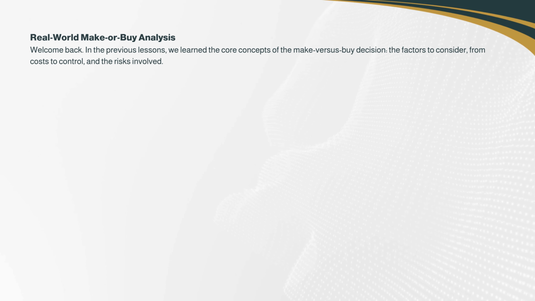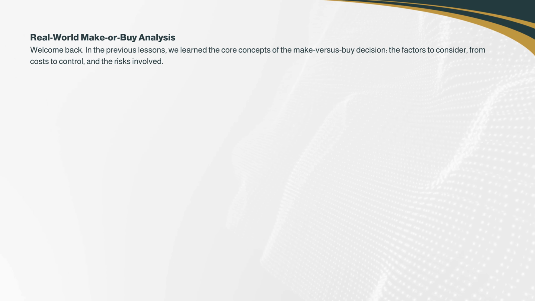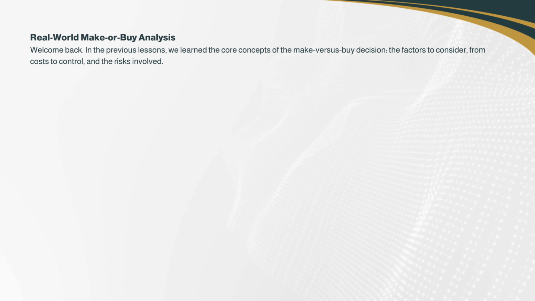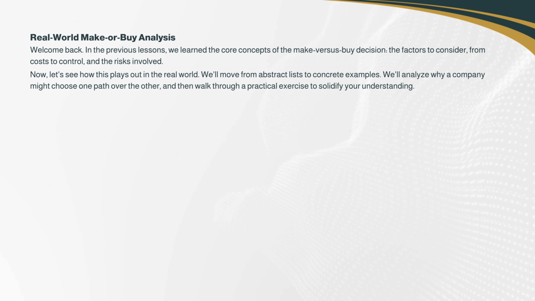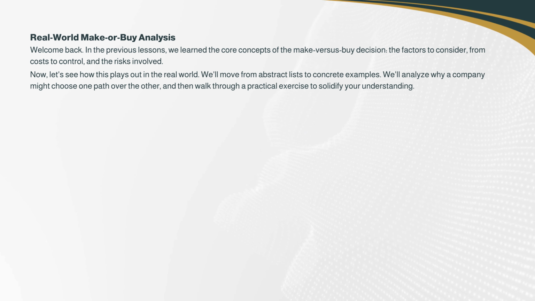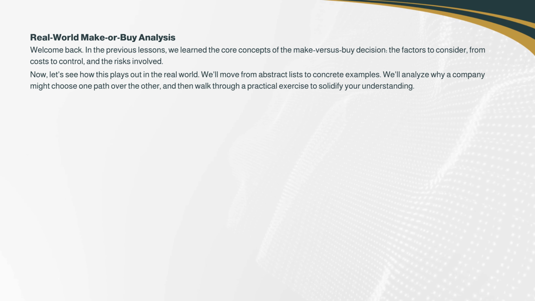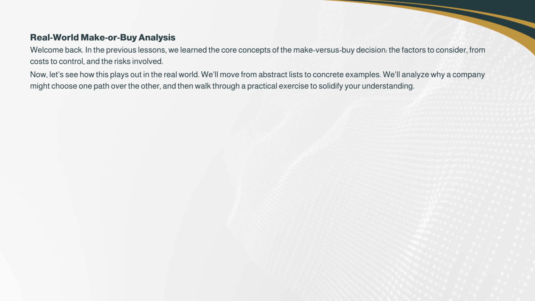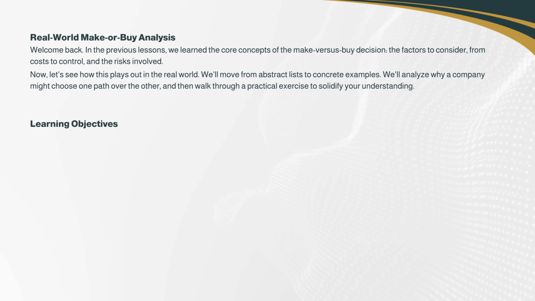Welcome back. In the previous lessons, we learned the core concepts of the make versus buy decision, the factors to consider, from costs to control, and the risks involved. Now, let's see how this plays out in the real world. We'll move from abstract lists to concrete examples. We'll analyze why a company might choose one path over the other, and then walk through a practical exercise to solidify your understanding. Learning objectives.